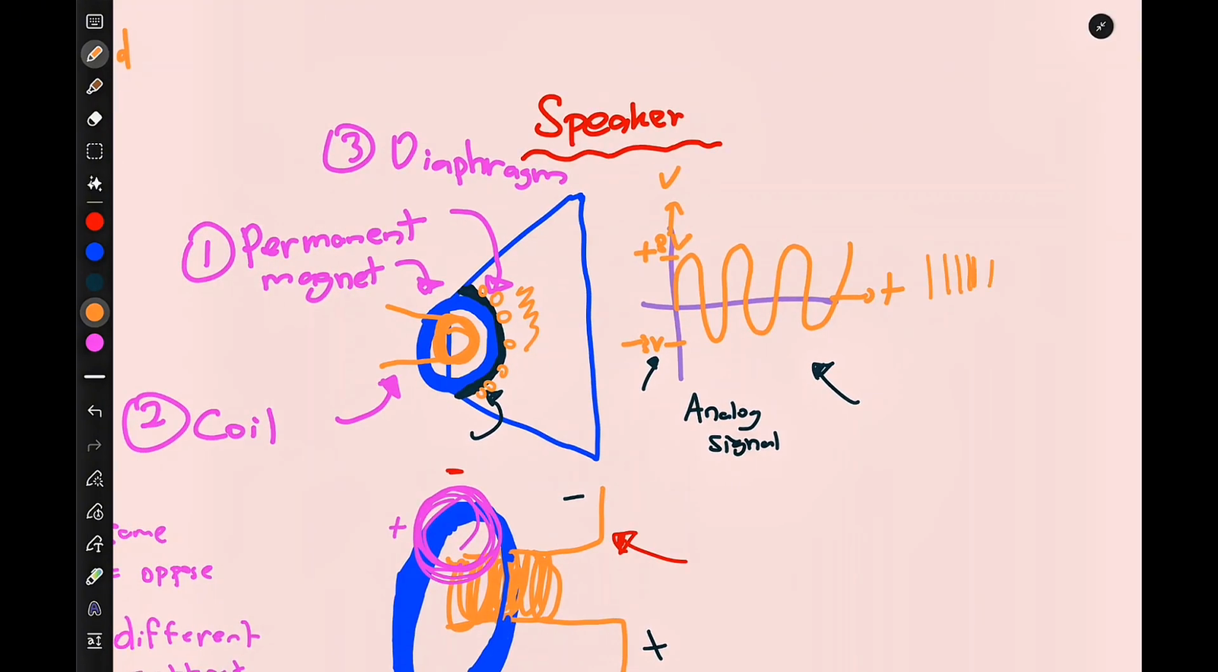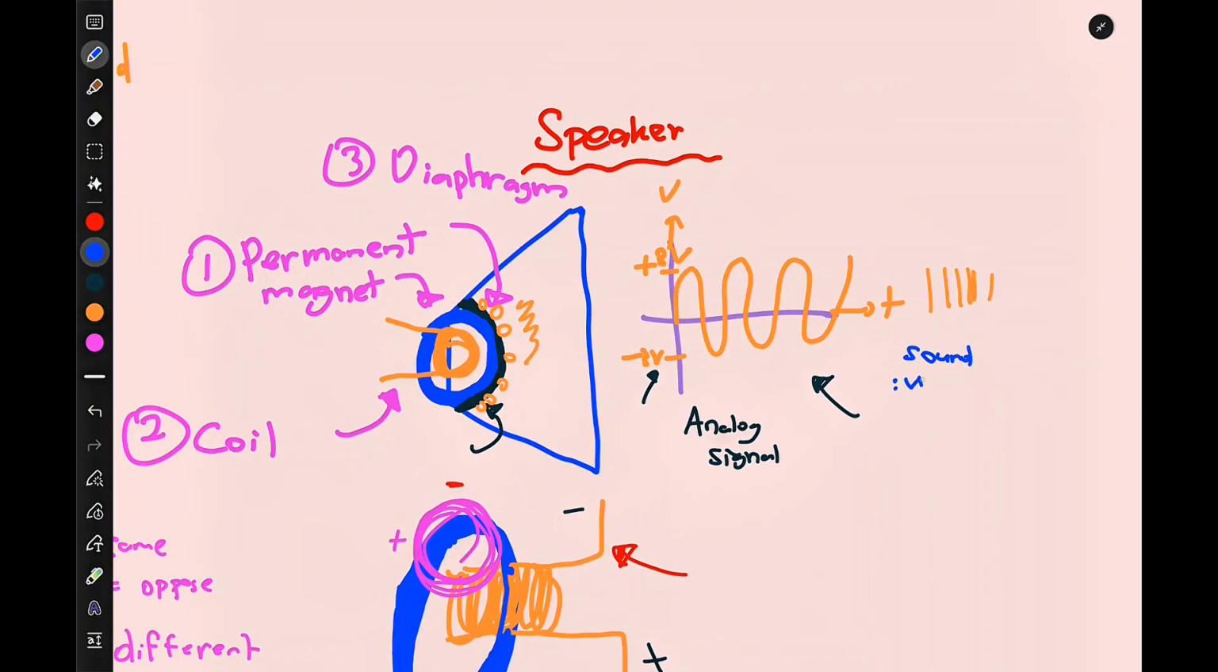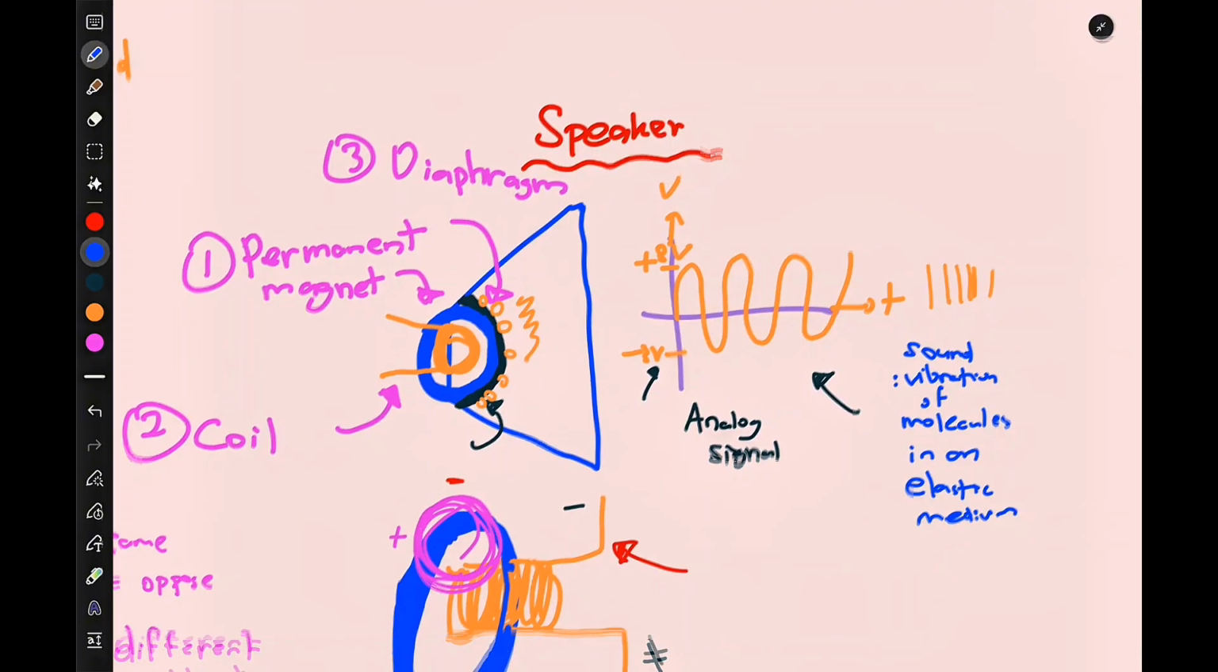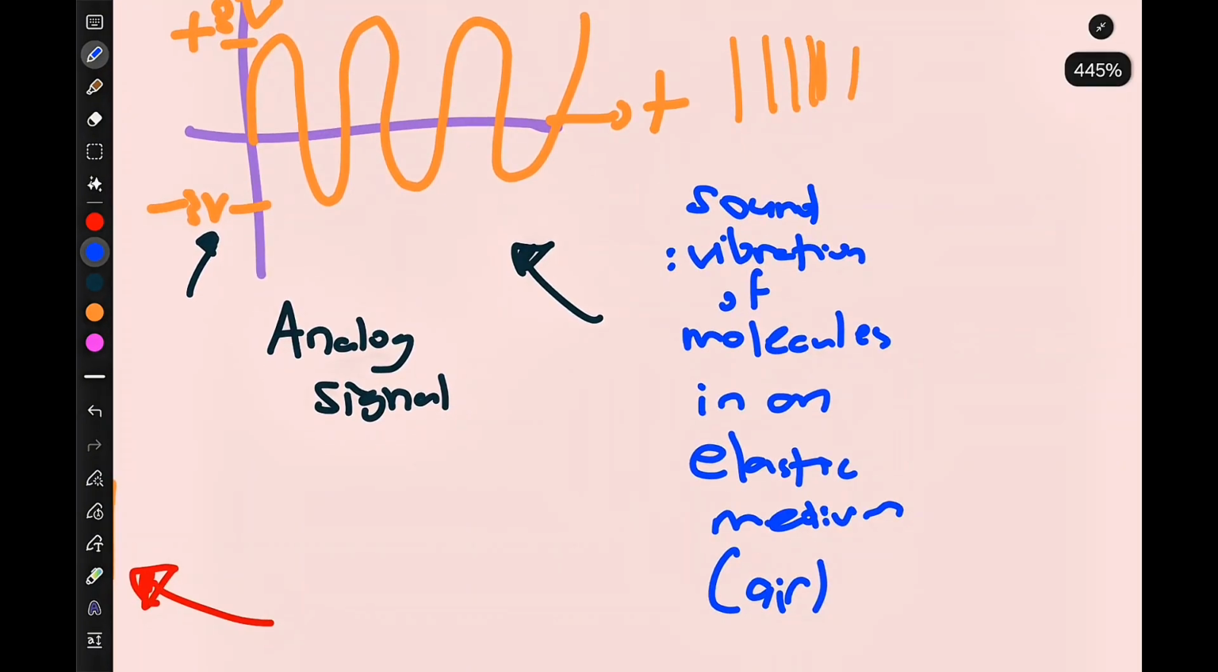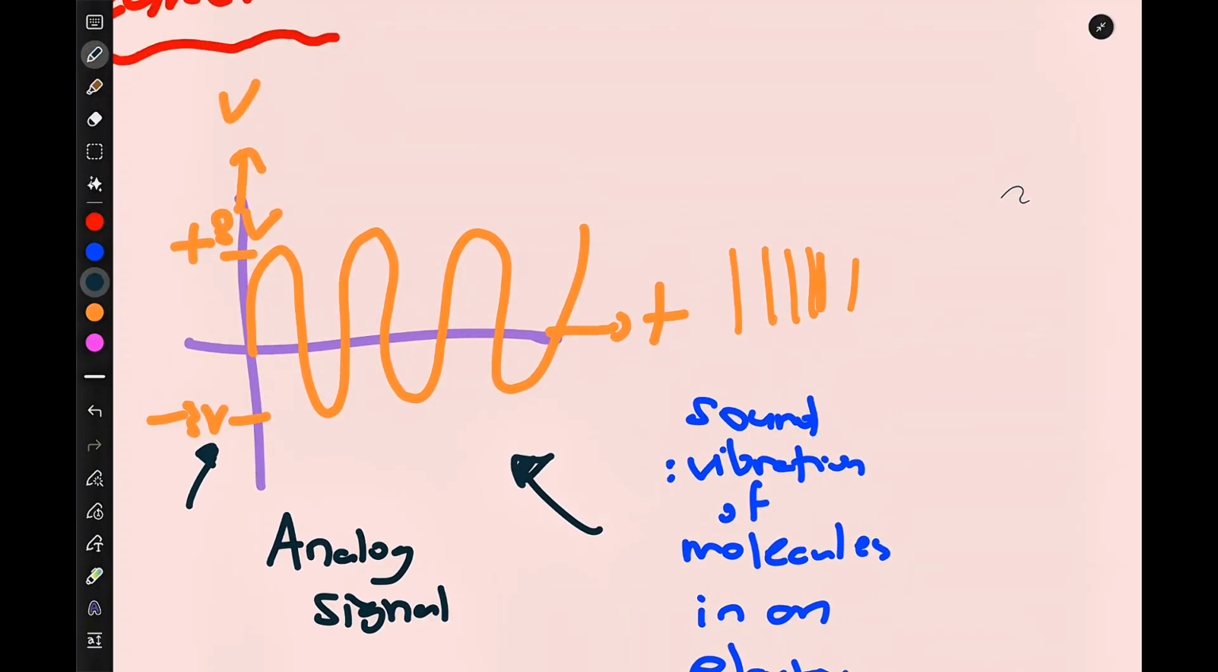We all know that sound waves are actually the vibration of molecules in an elastic medium. This diaphragm must also be elastic, so that's why we choose plastic for it. And the elastic medium is also air. It cannot be sound in a vacuum. So last but not least, a human will also hear it, and that's how a headphone works.